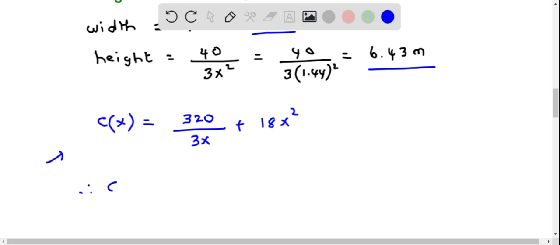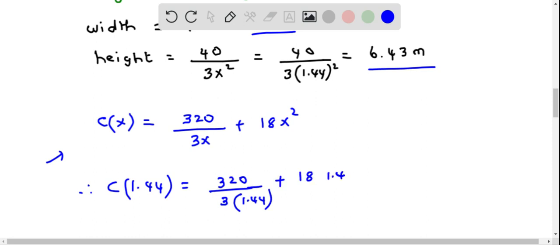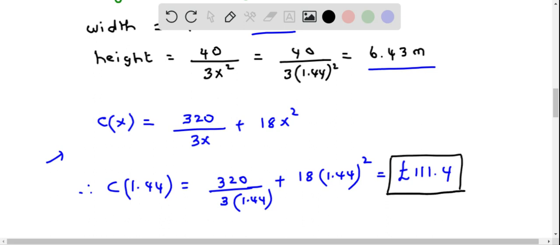So this becomes C of 1.44, and this equals 320 divided by 3 times 1.44 plus 18 times 1.44 quantity squared. We plug this into the calculator, and when we do that we get the cost in terms of pounds as 111.4 pounds. So therefore we see that the total cost of the material is 111.14 pounds.